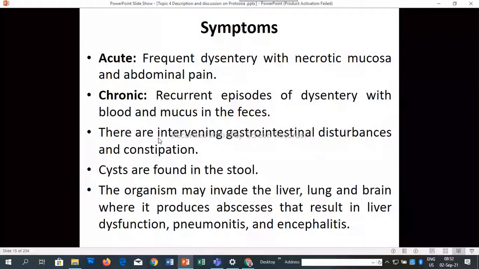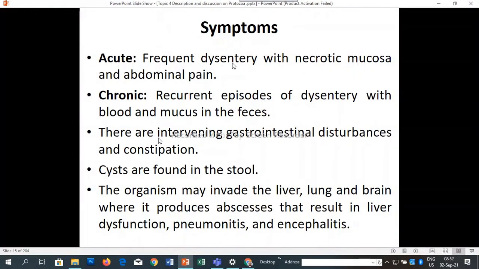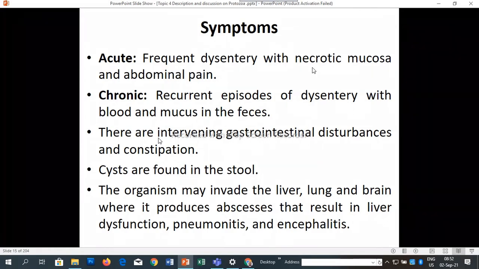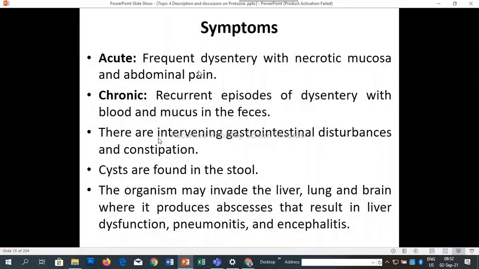So, what are the symptoms of this amoebiasis? You can have frequent dysentery with necrotic mucosa and abdominal pain. It means that a person has diarrhea with mucus, mucoid bloody diarrhea, with recurrent episodes of dysentery with blood and mucus in the feces.